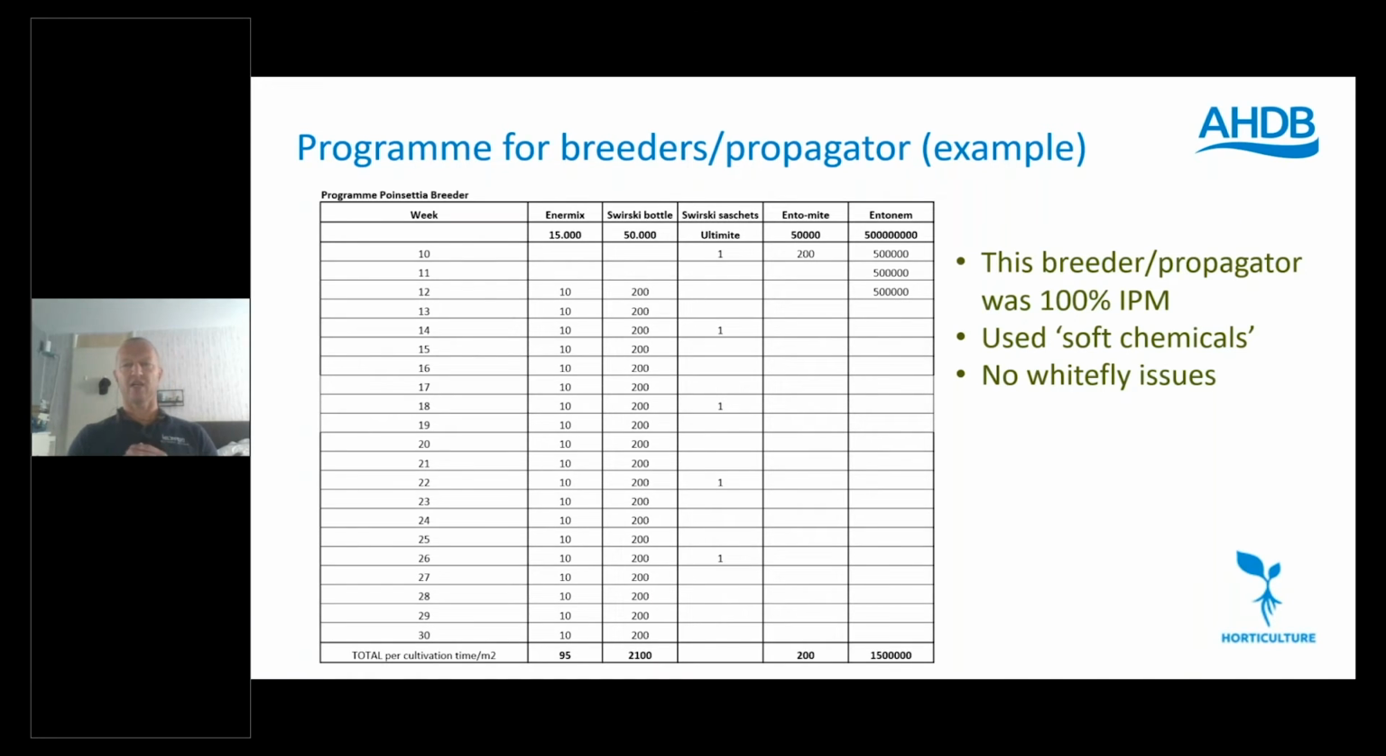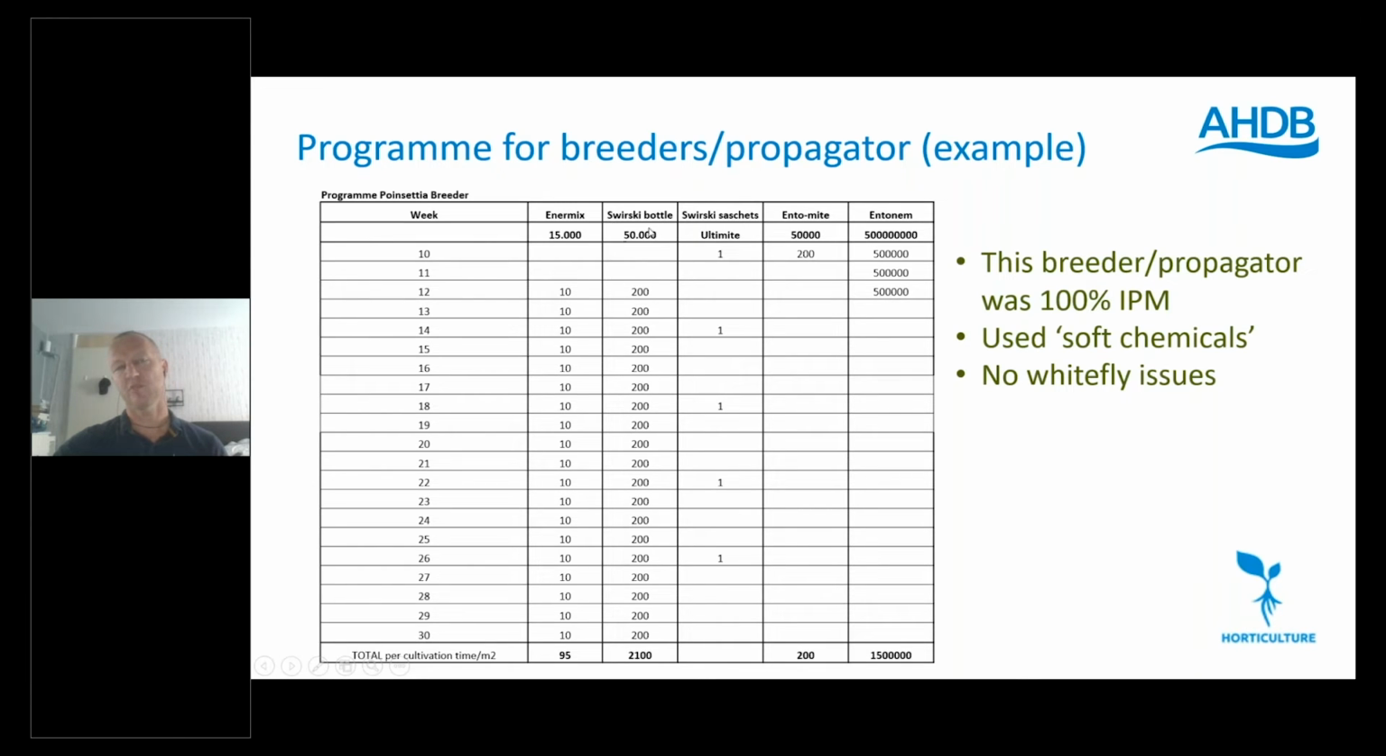So here I have an example of a program of a breeder propagator. It's just an example, but this breeder is 100% IPM, and he uses only soft chemicals, and he didn't have whitefly issues last year. If you can see the program, they start with week 10 till week 30. And here's the Enermix. Hopefully you can see what I'm doing. They start in week 12 with 10 wasps per square meter till the end of the cultivation time.